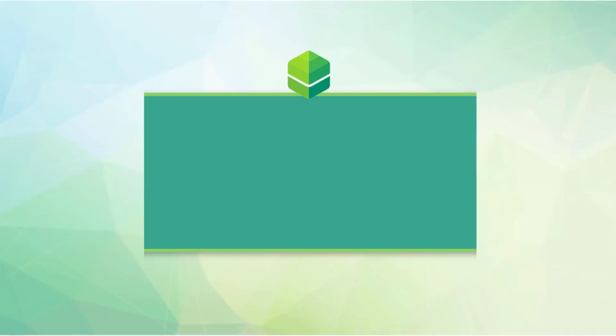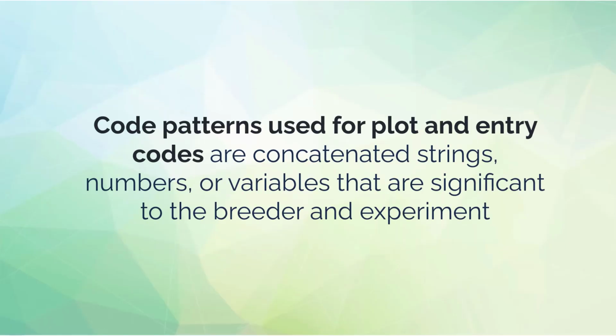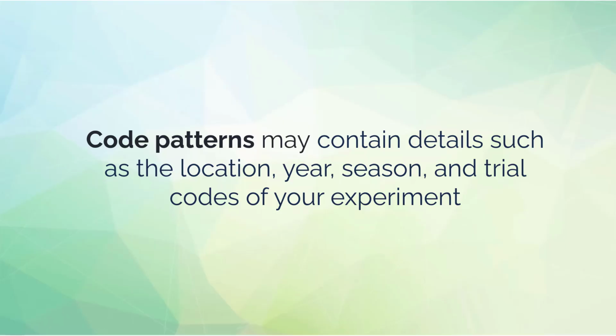The Experiment Manager enables you to define the entry and plot codes within one or multiple occurrences. These are concatenated strings, numbers, or variables that define a pattern. The use of the codes is entirely up to the breeder or the program. We recommend, however, that these will be meaningful to you and your program. For example, if your experiment is multi-location, you would probably include a location, year, season, and trial codes, so you can immediately recognize when you compile all your data across all locations. This can be your package label when you harvest.